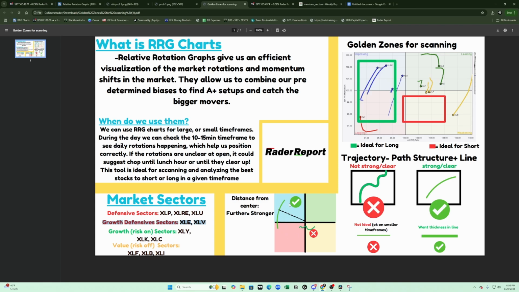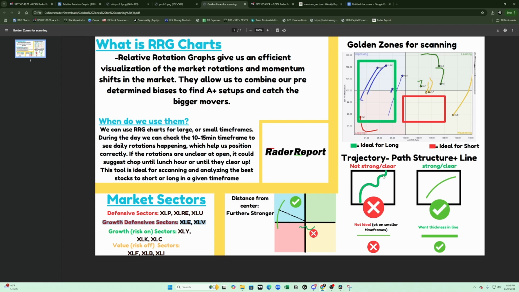likely to actually be. You can see over here, when you see just a little squiggly close to the center, that means that it's operating really close to the benchmark in performance and there's not a notable rotation going into it. Again, to exploit this idea of rotations, we want to find where there's money swinging into and where it's being pulled out of. And that's always going to be shown by the further it is from the center.